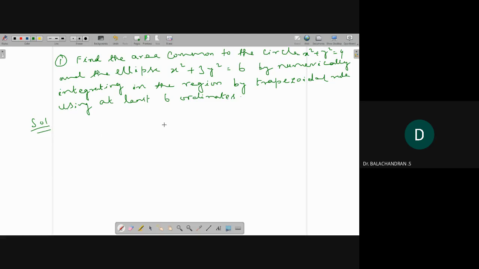Solution. So there is a common area to the circle and ellipse.